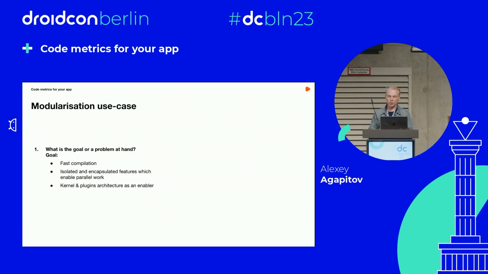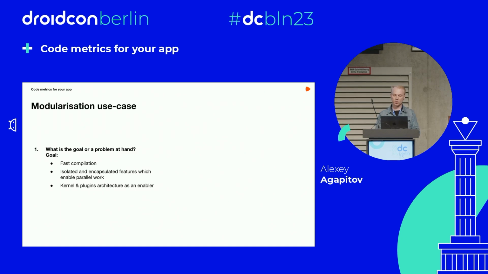Now, let's look at an example from my experience. I will follow the same approach that I described earlier, and I will explain how I tackled the modularization issue, right? What was the goal? The goal was to have a fast compilation. And how do we achieve fast compilation? What is the architecture that is going to allow us this? It is the kernel and plugins architecture, right?